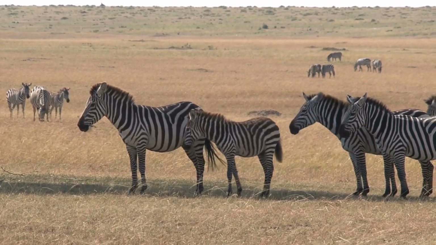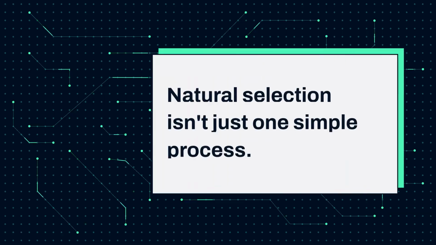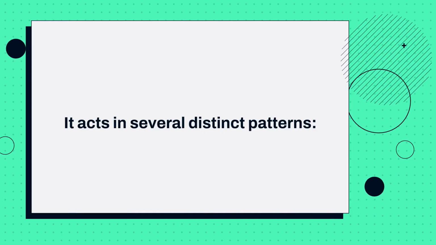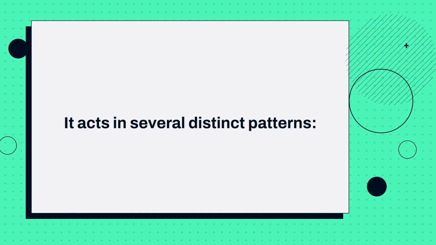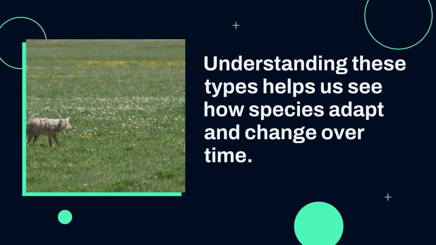Specifically, we'll explore the different ways natural selection shapes life on Earth. Natural selection isn't just one simple process, it acts in several distinct patterns, each leading to different outcomes for populations. Understanding these types helps us see how species adapt and change over time.